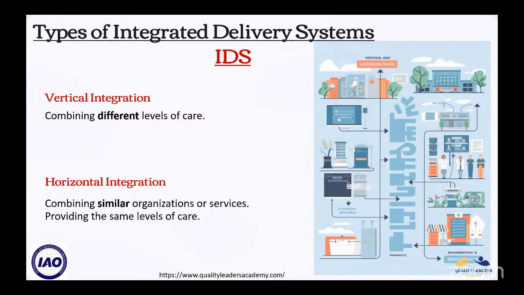Now, what is horizontal integration? It's combining similar organizations or services providing the same level of care. This means joining together organizations of the same level, like multiple hospitals merging or primary care practices combining. Here, three community hospitals merge into one health system, etc.